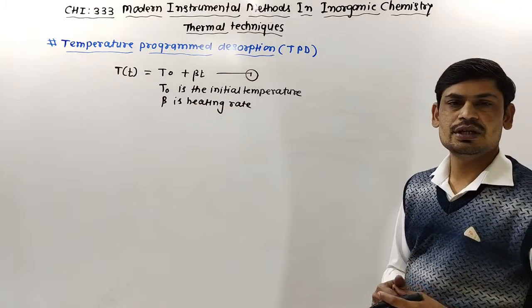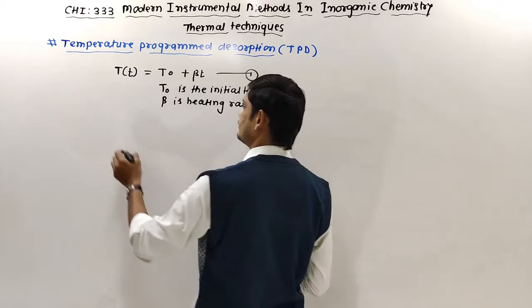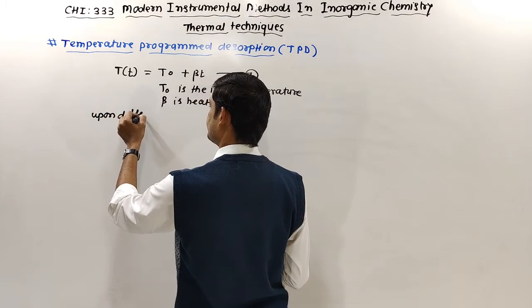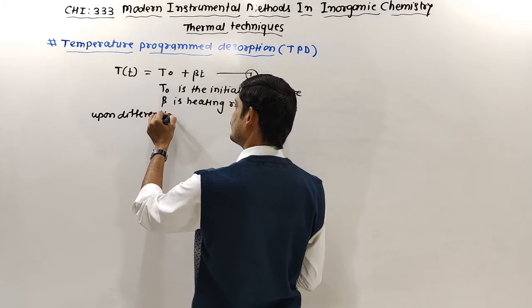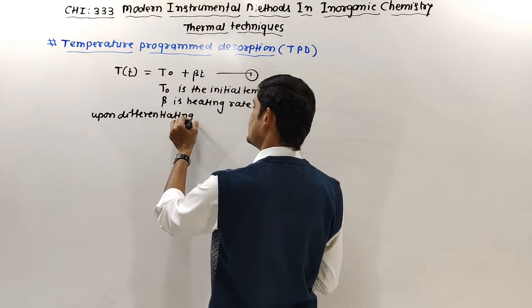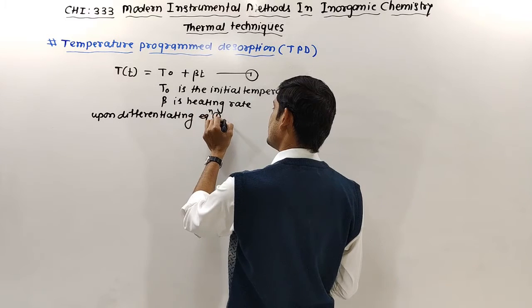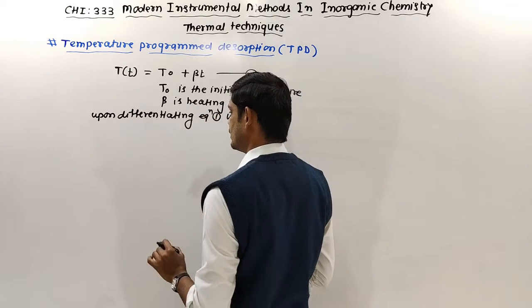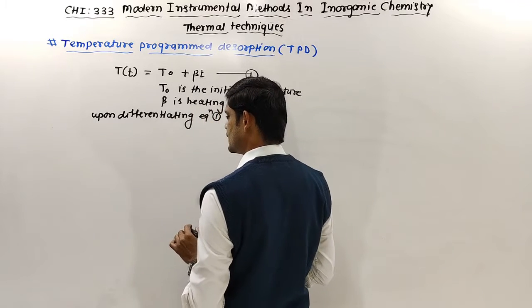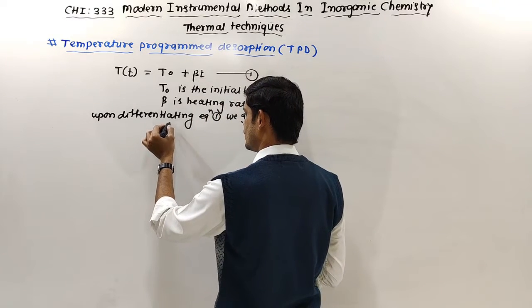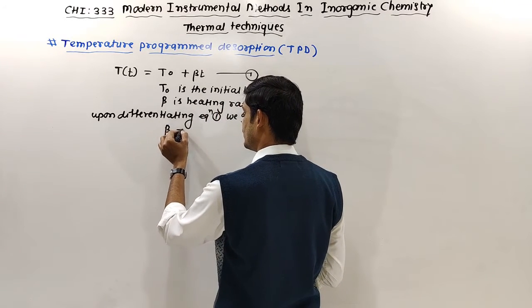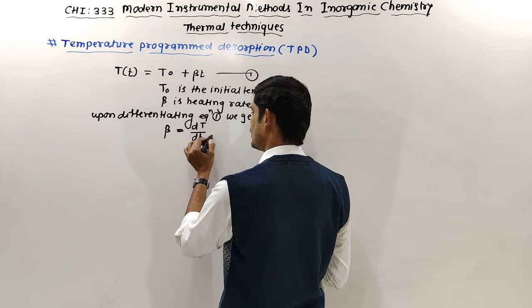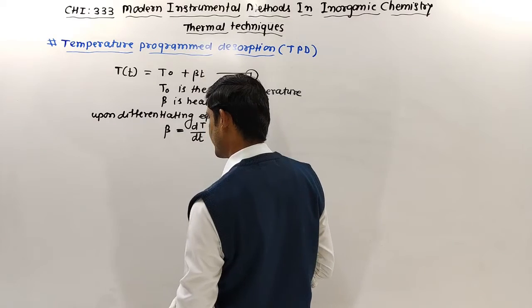Upon differentiating equation number 1, we get a differential form of the corresponding equation, and beta is equal to dT upon dt.